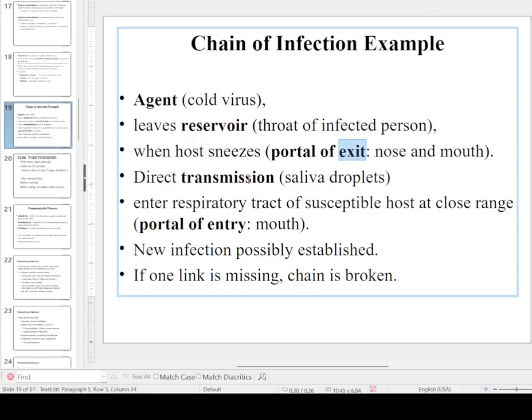And then it's either direct transmission or indirect transmission. I meant to say indirect transmission because it travels through the air. This is droplet. We can even say droplet transmission. It travels through the air in respiratory droplets, and then you breathe it in. And then it enters the next host through the portal of entry, which is the mouth.